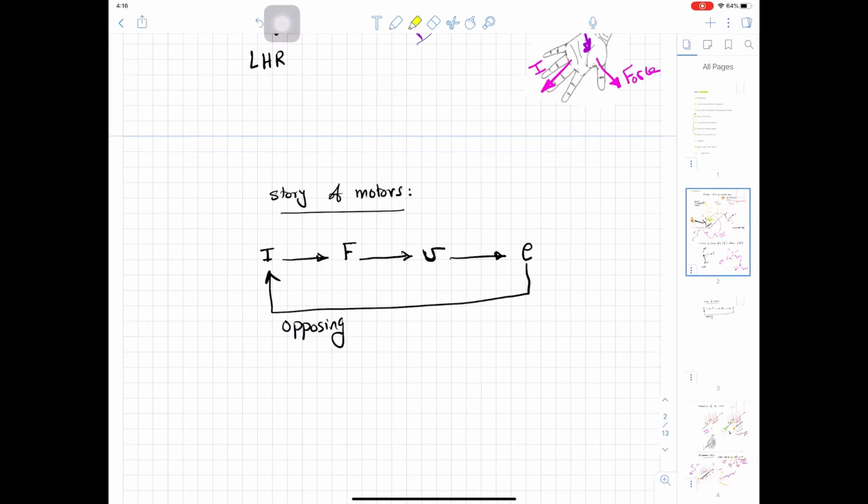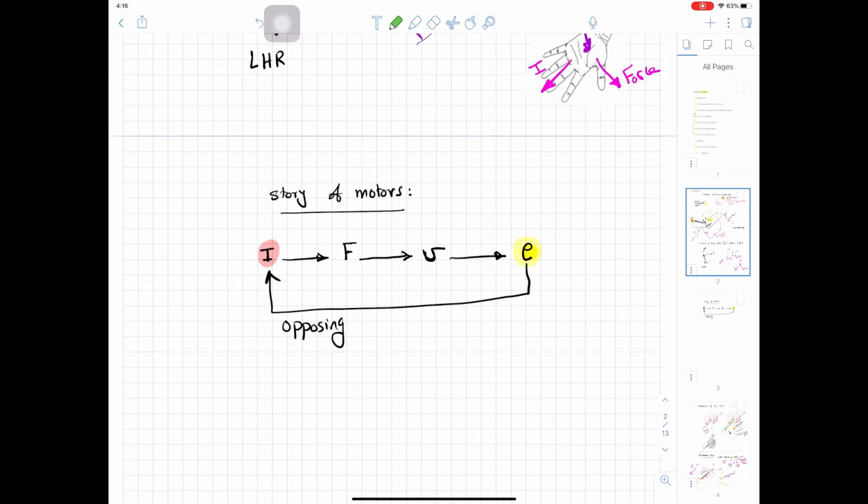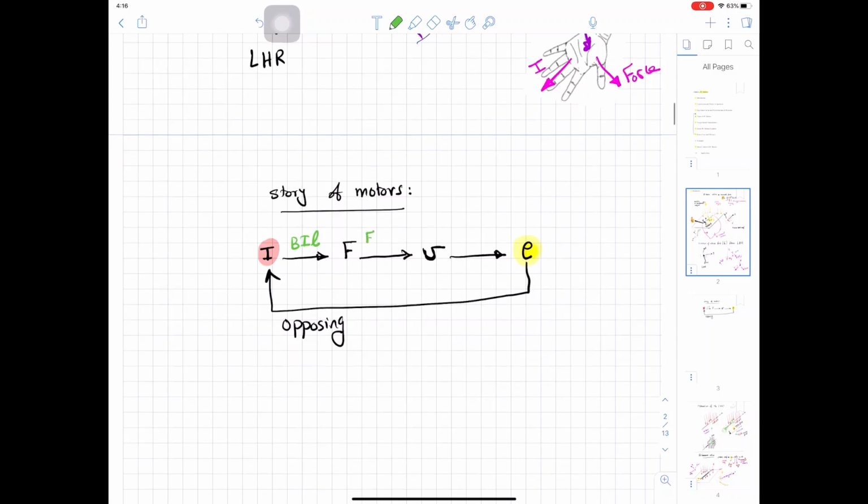And this is how the motor is reacting. The motor is moving just to generate this E against the injected current I. The relation between I and force is: force equals B I L sine theta. The relation between force and velocity v is a mechanical equation, which is F equals mass times acceleration. So this is the mechanical system.